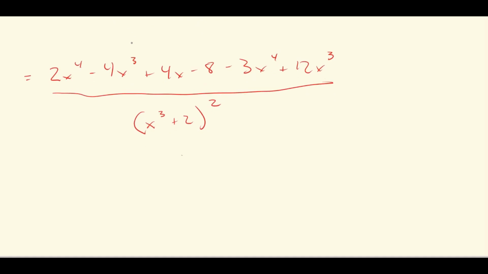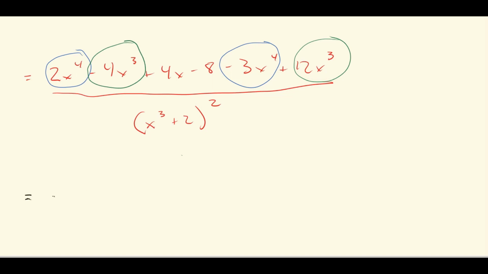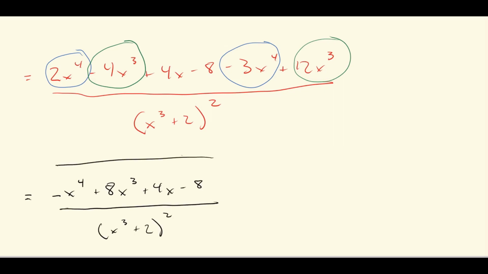And then we'll look for common terms to combine. So we see that we have an x to the fourth here, we have an x to the fourth here, we got an x to the third and another x to the third. So we'll go ahead and combine those, which will give us 2x to the fourth minus 3x to the fourth will give us negative x to the fourth, a positive 8x to the third, and then our 4x, and then our negative 8, all over x to the third plus 2 squared. And that's it. This is the simplified derivative.